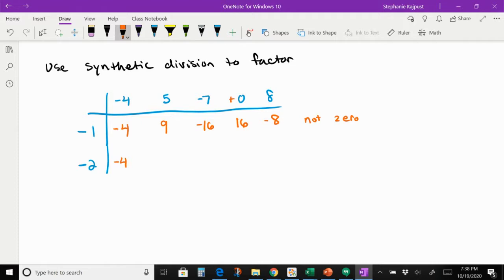So -2 times -4 is a positive 8, and 8 plus 5 is 13. So then you have -2 times 13, which is -26, and then -26 plus -7 gives me -33. -33 times -2 is 66. Plus 0 is 66. You can see my numbers are getting way farther away from 0, so this for sure is not a 0. And then 66 times -2, and then we add 8. And now we're at -124. So this is also not a 0.